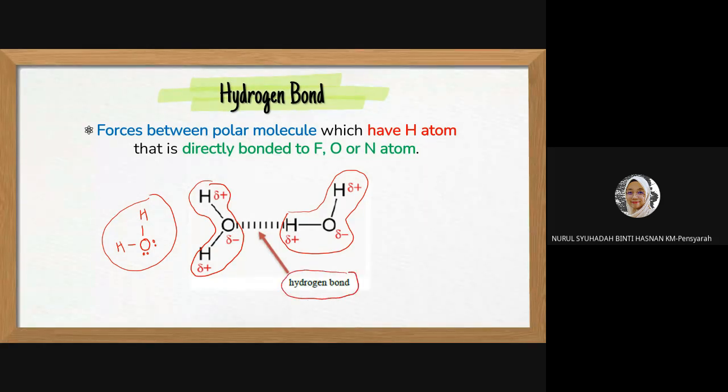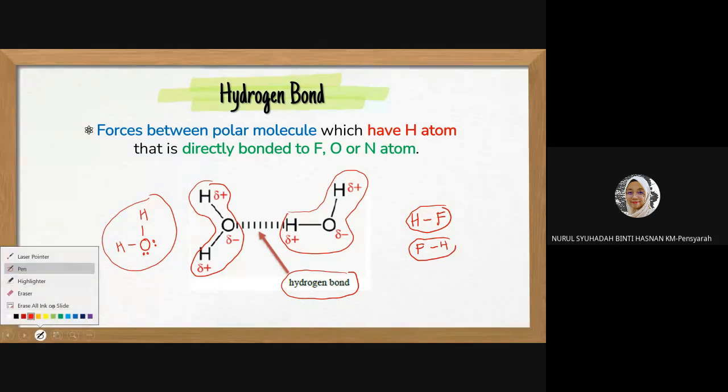Kalau contoh untuk fluorine, for example you have HF. So HF akan ada hydrogen bond. Ini adalah satu HF molecule. And then if we have another HF molecule dekat sini, jadi hydrogen bond akan form between hydrogen and fluorine dekat sini. So dia akan ada hydrogen bond.